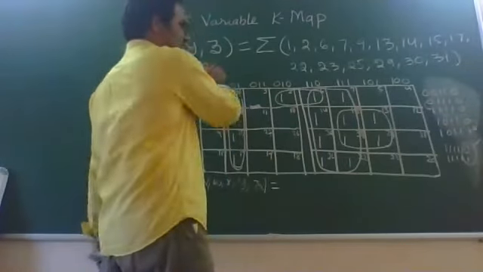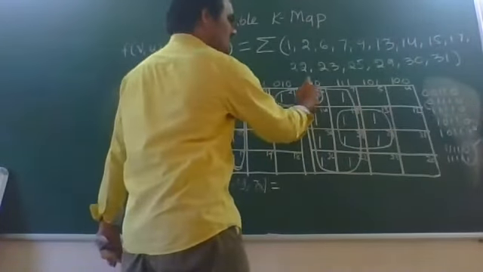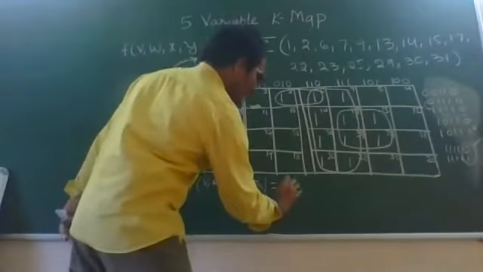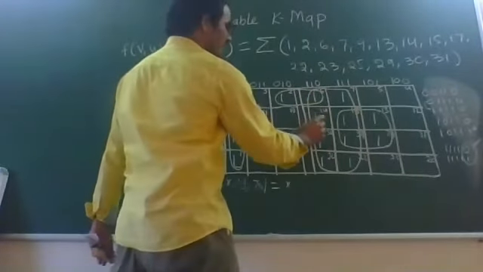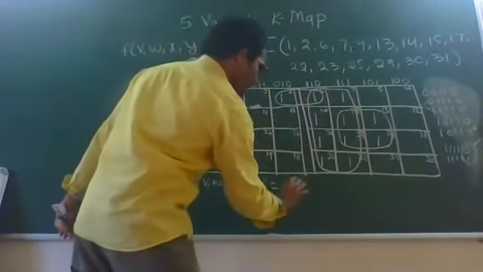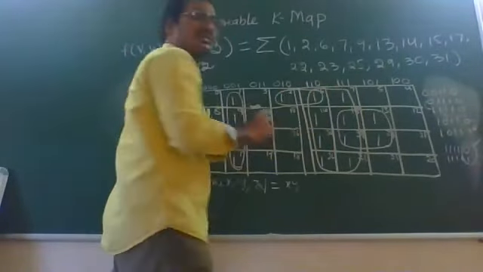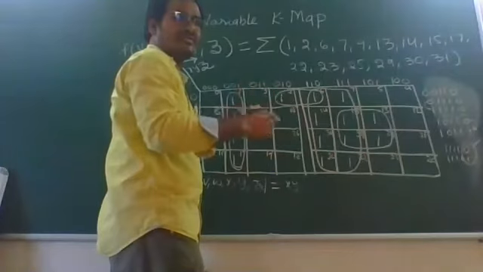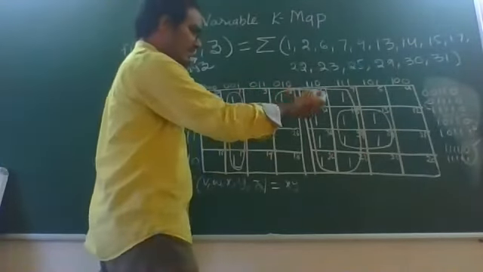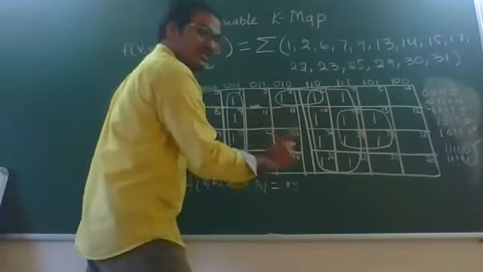Next, we'll check for X, Y, Z. X is covered as 1 here, 1 here. So X will be there. Y is covered as 1 here, 1 here. So Y will be there. Z is covered as 0 here, 1 here. So 0 plus 1 is 1, and 1 into something is something. So Z will not be there. So X, Y is the first product term.